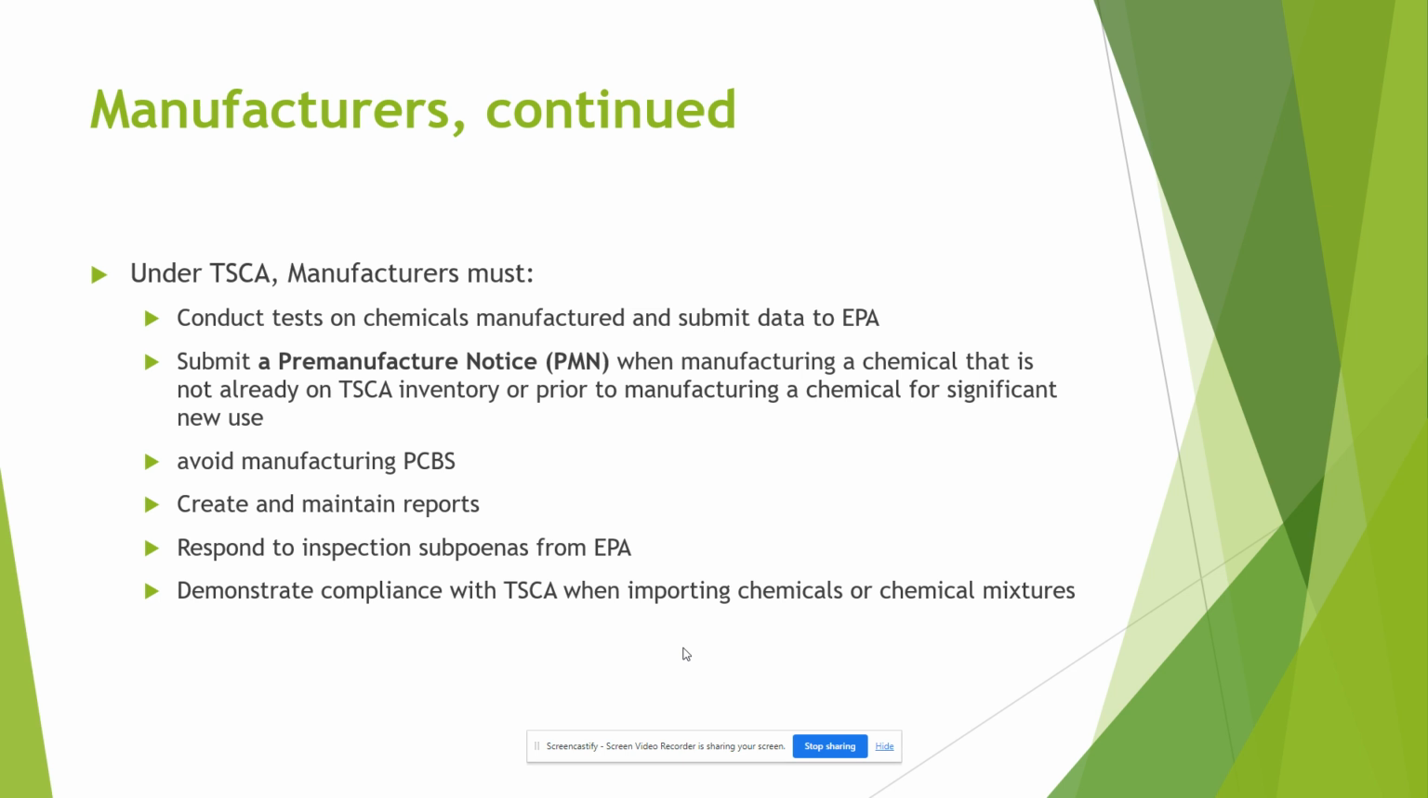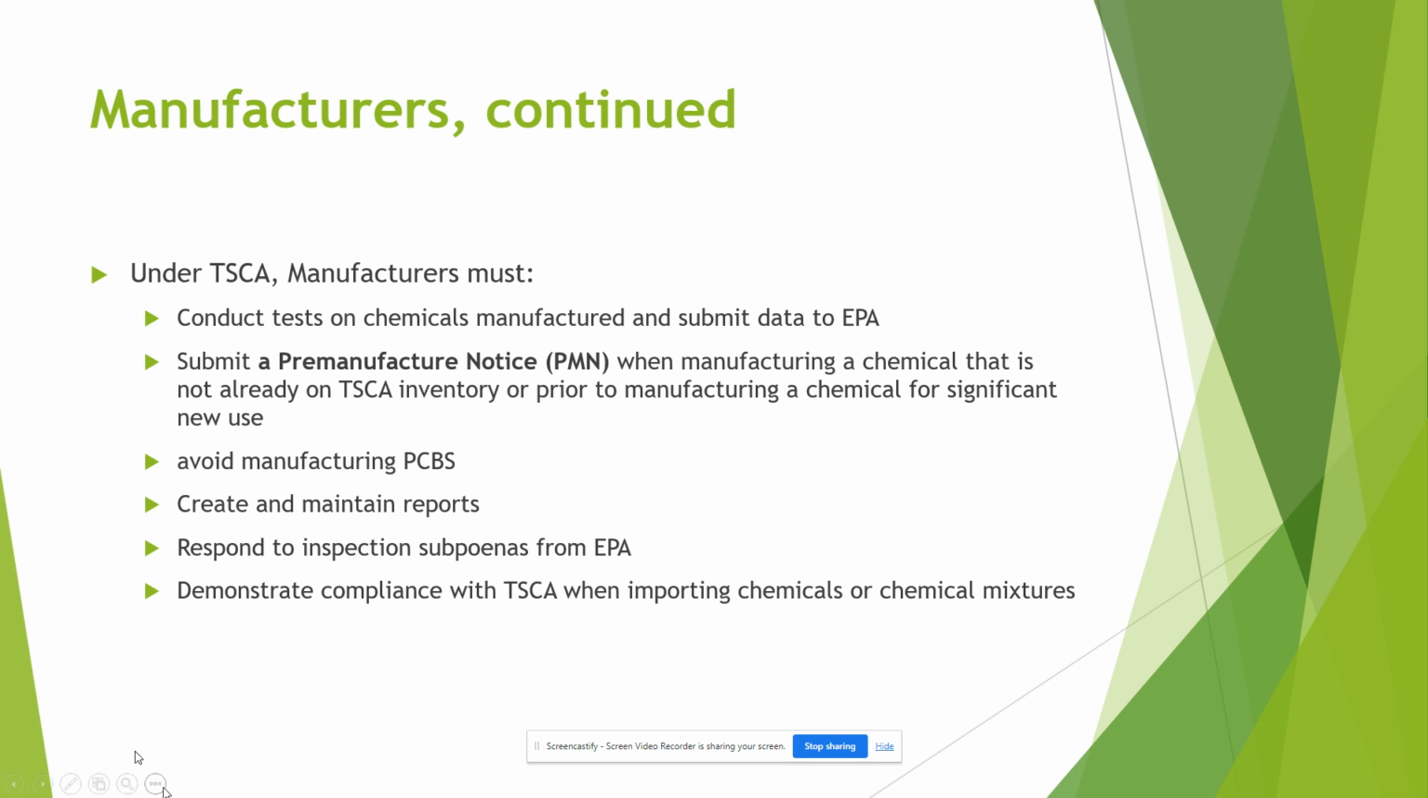So, what happens in TSCA? If they are anticipating manufacturing a chemical, they have to apply. They call it a pre-manufacture notice when they're manufacturing a chemical that is not already known. And they have to conduct testing as part of that pre-manufacture notice to see if they're allowed to do it.